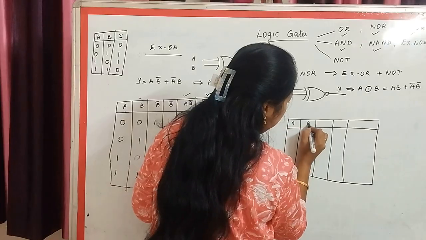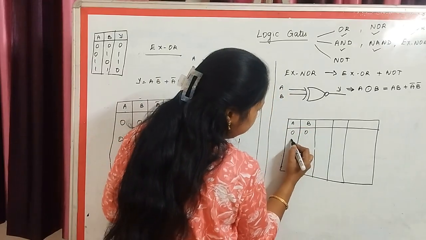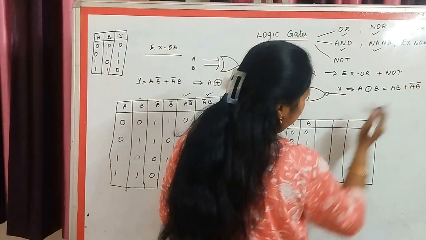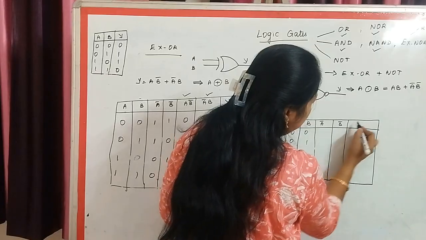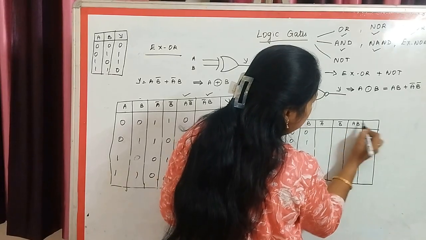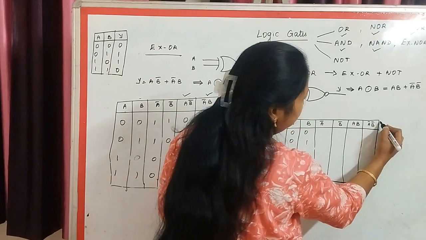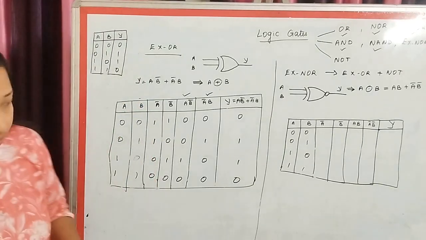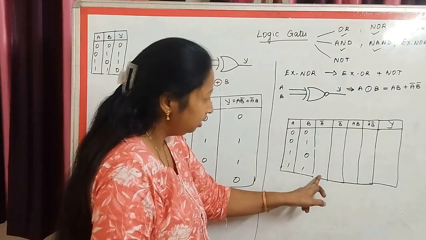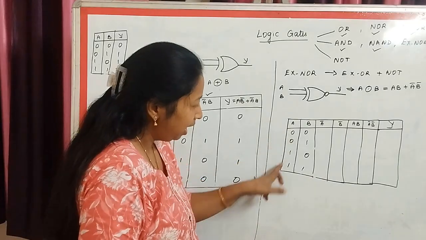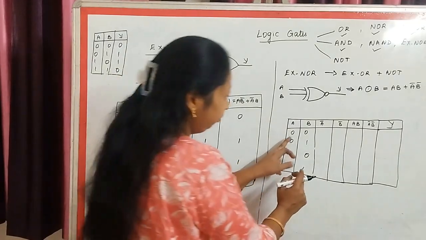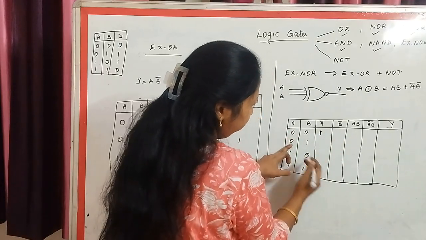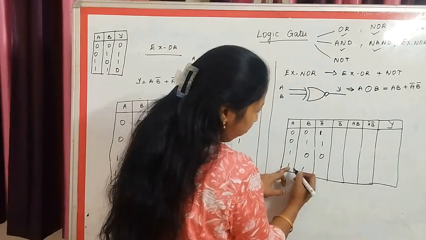Two inputs are there. So what are the combinations? 0, 0, 0, 1, 1, 0 and 1, 1. Fine. Now what are the terms we have? A bar, B bar, AB, AB bar, A bar B bar. And then we have Y. Clear? In a similar way, can you give me the values for A bar? A bar is what? Whatever values you have for A, it is a complement of it. If we have 0 for A, in A bar it will be 1. For 0, it will be 1. For 1, it will be 0. For 1, it will be 0.